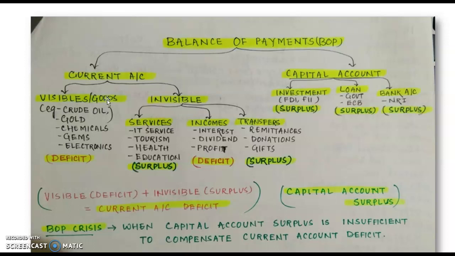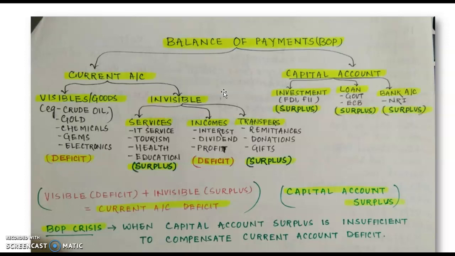Now come to this part. Visible or goods means a country is exporting some goods and also importing some goods. For example, in case of India, we are heavily dependent on import of crude oil, gold and chemicals and some other items. And we are exporting petroleum products, gems and jewelry and some electronic items. But we have a deficit over here because we are importing more than our export.